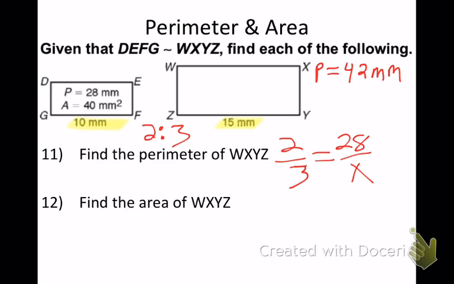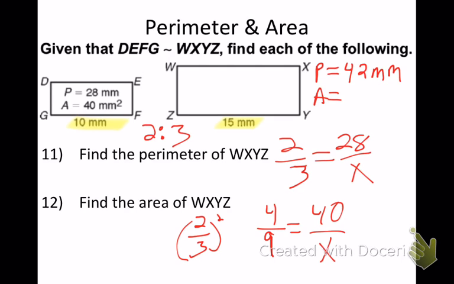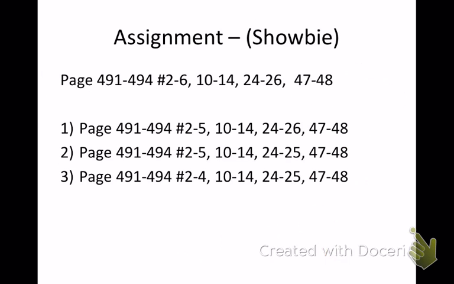How would I walk through number 12 then, Katie? 2 over 3, you square it. You get 4 over 9 equals 40 over x. And when we do that, what do you get for the area? 90 millimeters squared. Nice job. Here's your assignment.